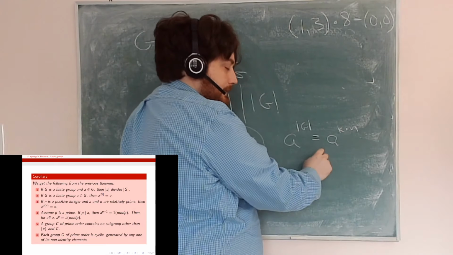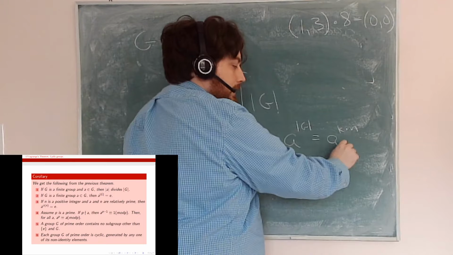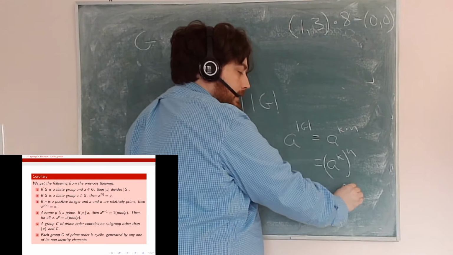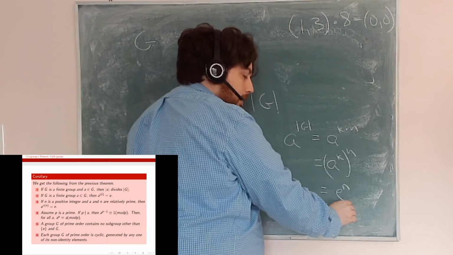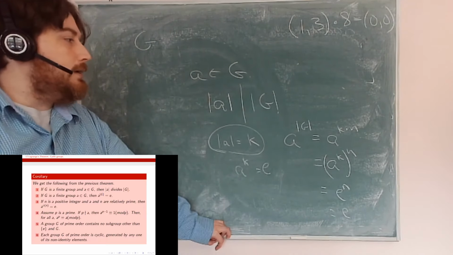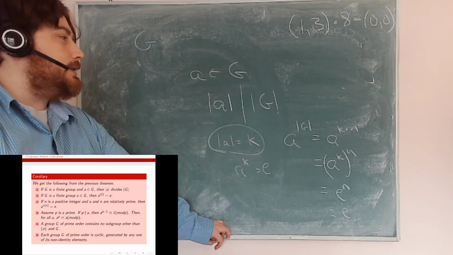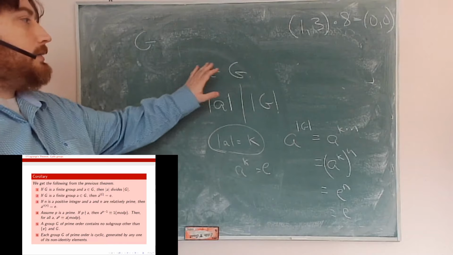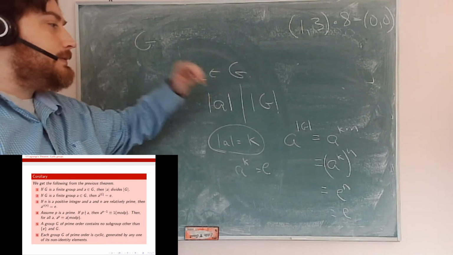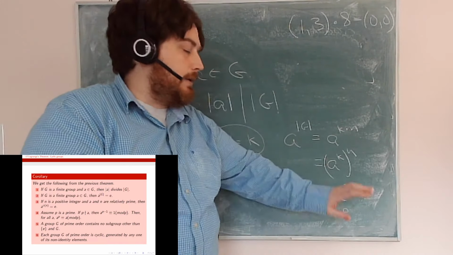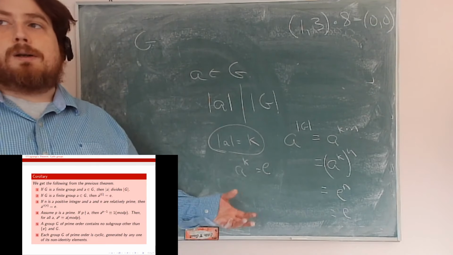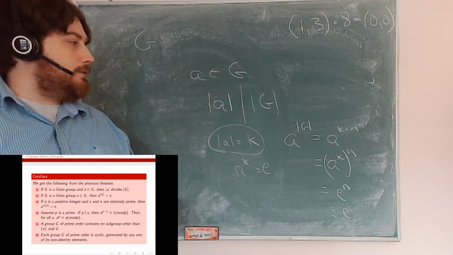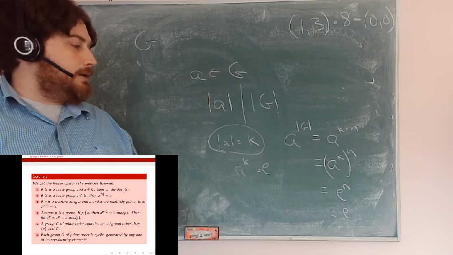which means that this is A to the K to the N, but A to the K is the identity, and so the identity to any power is the identity. So if we take any element A of some finite group G, and we take A to the cardinality of G, we are always going to get out the identity. So if we're working with finite groups, we can always say that A to the power of the order of G will indeed just be the identity element.